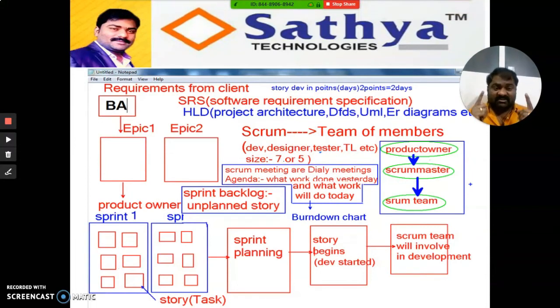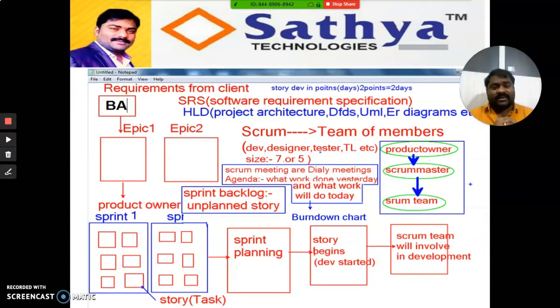So the story begins. Story begins means development starts. The developer will be involved in developing the story, along with the designers, everyone. Scrum is nothing but a group of members who are involved in developing the story. The Scrum master will be there. He is the coach of the Scrum team, and the Scrum master is the coach for the Scrum team.